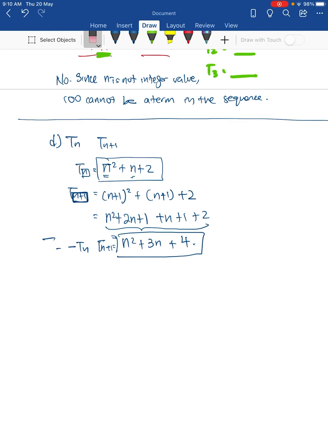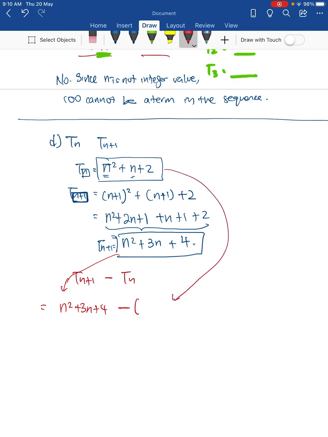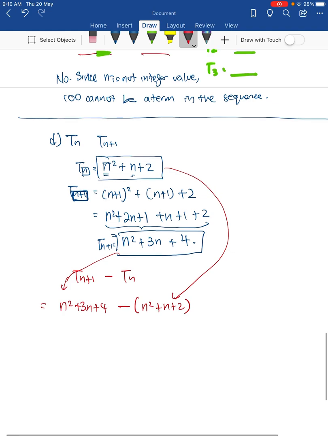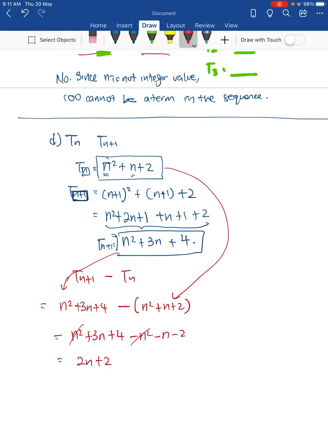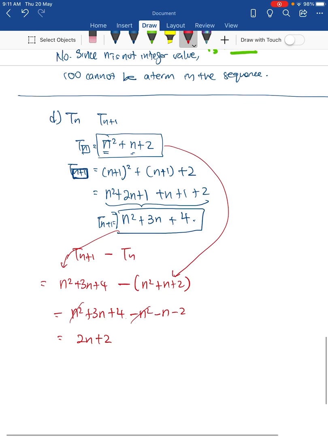So let me erase off this. Now we need to do the minus part. So Tn plus 1 minus away Tn. So in short, we're going to just put this here. n squared plus 3n plus 4 must minus away this term over here, so we must put a bracket. Therefore n squared plus 3n plus 4 minus n squared minus n minus 2, and if we cancel out, this minus this will give us 2n, this minus this will give us 2. And if we see this, we can see that they are asking whether this is an even number.